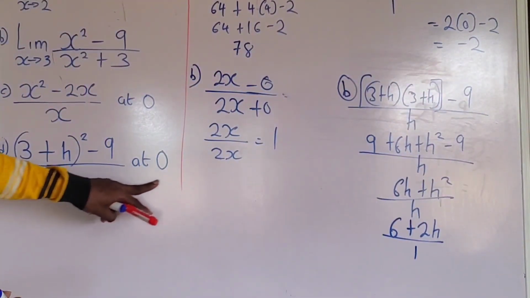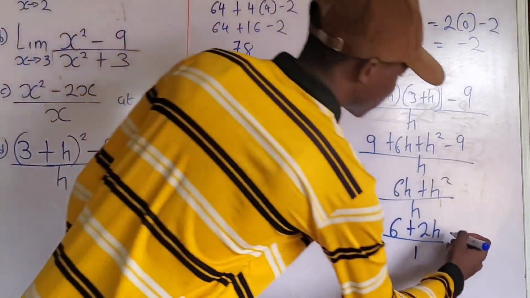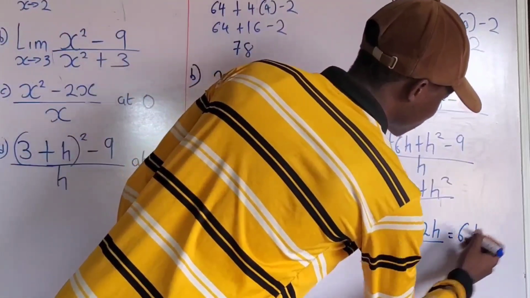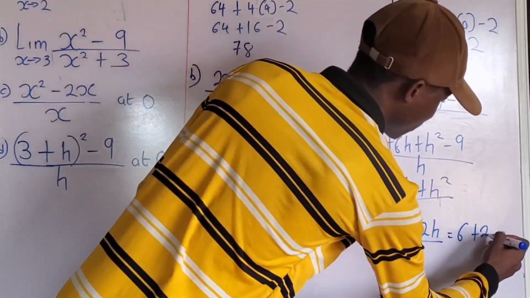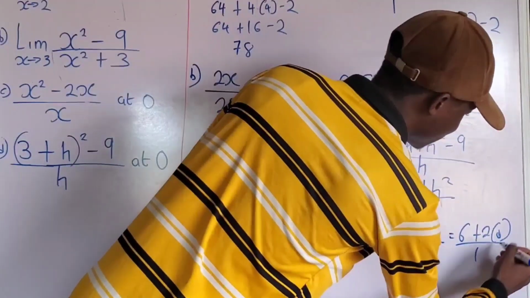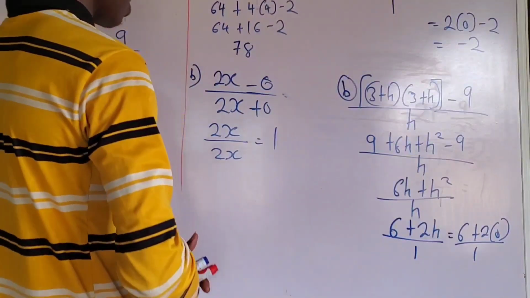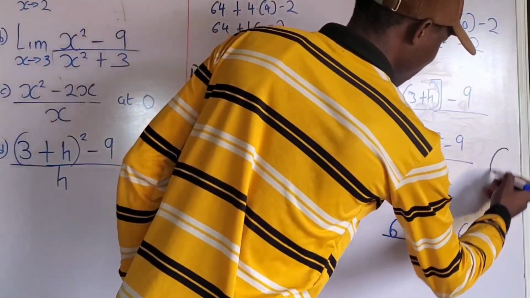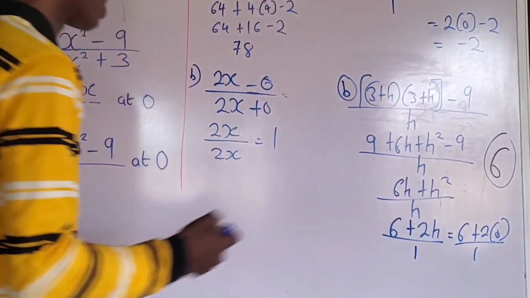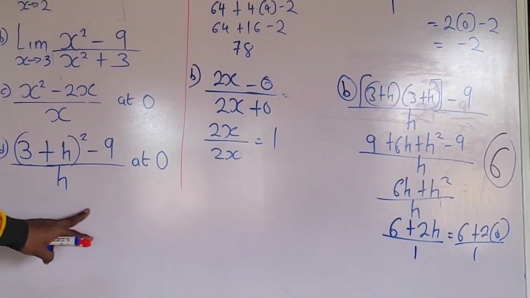If you substitute the value of h as 0, you're going to have 6 plus 2 times 0, all over 1. 2 times 0 is 0. Then 6 over 1 will be 6. Hence, the limit of the function as h tends to 0 will give us the final answer, which is 6. Now, when we use L'Hospital rule, we got 6 as our final answer.